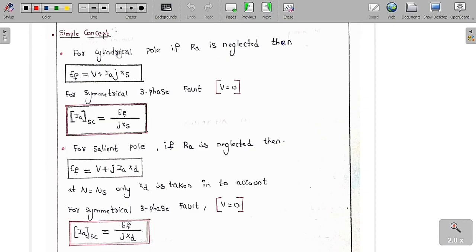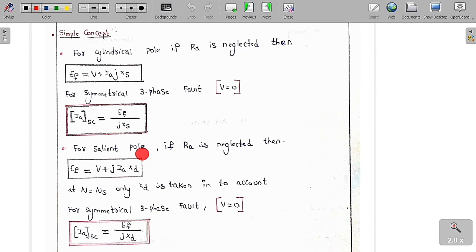Let me tell you some important concept here. For a cylindrical pole synchronous machine, if R is neglected, then EF is equal to V plus IA into JXS. For a symmetrical three-phase fault, the terminal voltage is equal to 0. Then ISC is equal to EF by JXS, because the terminal phase voltage is 0. So this is the equation of the armature current under short circuit, or under the symmetrical three-phase fault, whenever the terminals are short circuited.